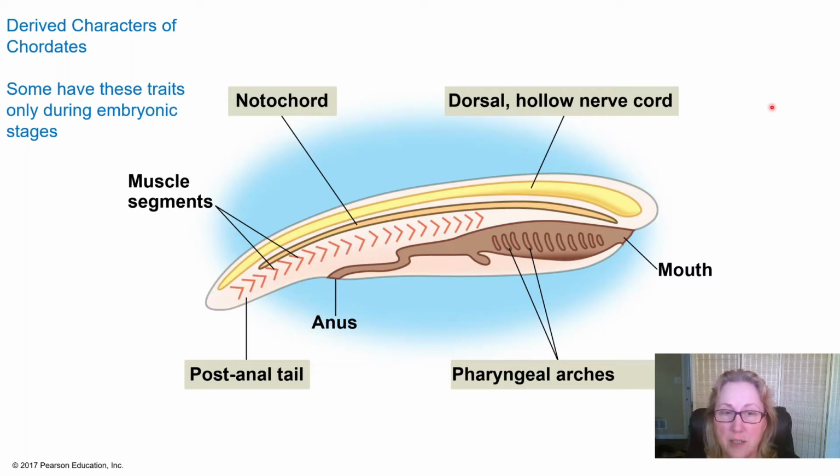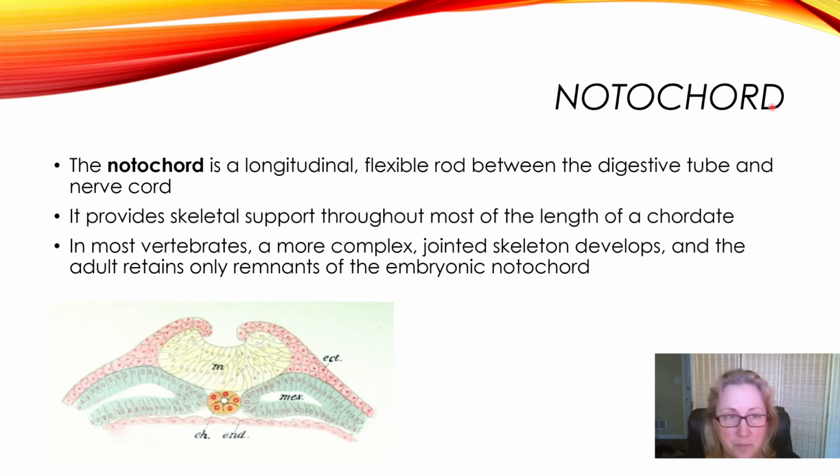The post-anal tail: for many organisms, the opening of the digestive system is right at the very tip of the tail, but not for the chordates. And there are also pharyngeal arches, which in the more primitive chordates develop into gills, and in more advanced chordates have adapted to form other structures, which we'll talk about.